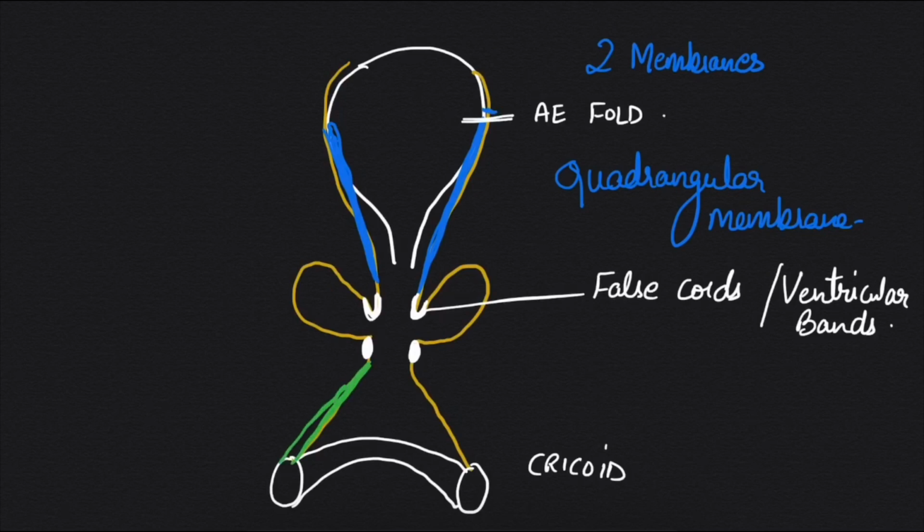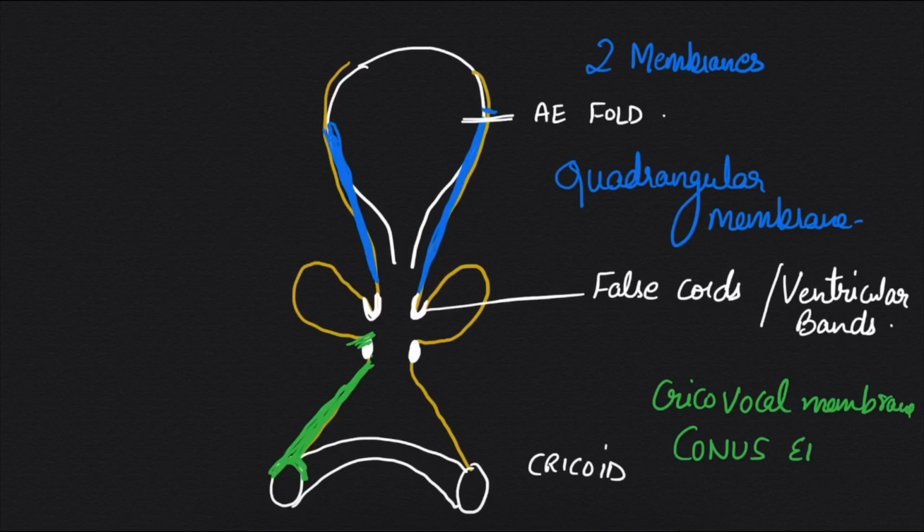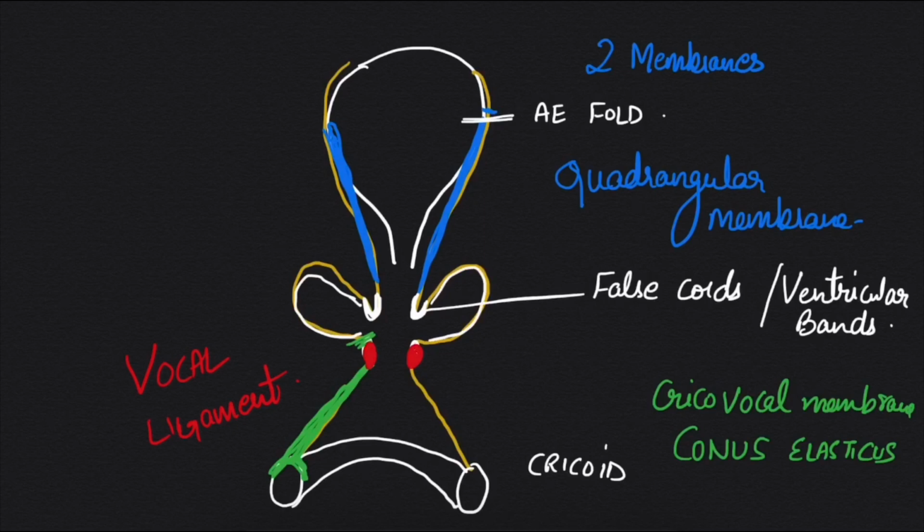Okay, now inferiorly, as we had already read, from the cricoid till the thyroid anteriorly and posteriorly to the arytenoid, we have the cricovocal membrane. This green one is the cricovocal membrane. This cricovocal membrane is also called the conus elasticus. Now you see the thickening of the superior margin of this membrane is what forms the vocal ligament, which we call the vocal cord. So the vocal ligament is nothing but the thickening of the cricovocal membrane.